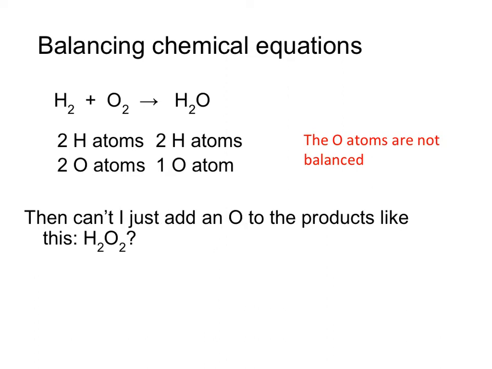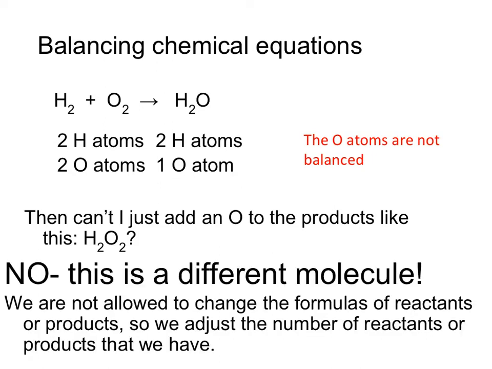And so it's tempting to just do this. Can't I just add another O and have H2O2? Then I'll have the same number on both sides. We have to remember that this is a brand new molecule. H2O2 is something completely different. It's not water. What this means is that when we're balancing chemical reactions, we are not allowed to change the formulas of the reactants or products. What we must do is adjust the number of reactants or products that we have.